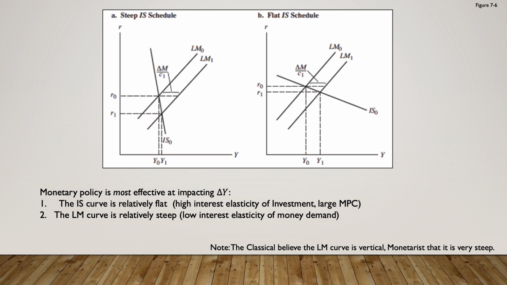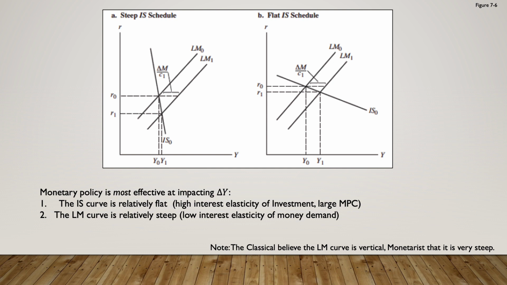In panel B, the same scenario plays out. We see an increase in the money supply. The LM curve shifts out from LM0 to LM1. This puts pressure downwards on interest rates. But in panel B, investment is very sensitive to falling interest rates. We get a boom to investment and a large multiplier, meaning that the level of income will grow by a larger amount than in panel A.